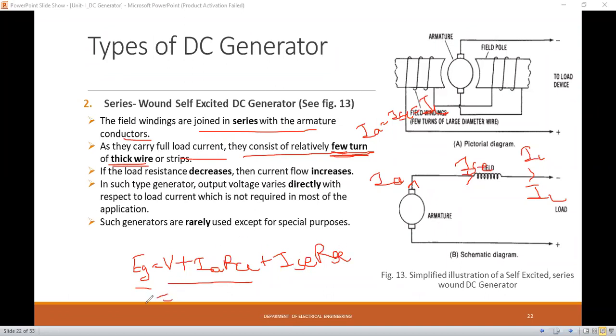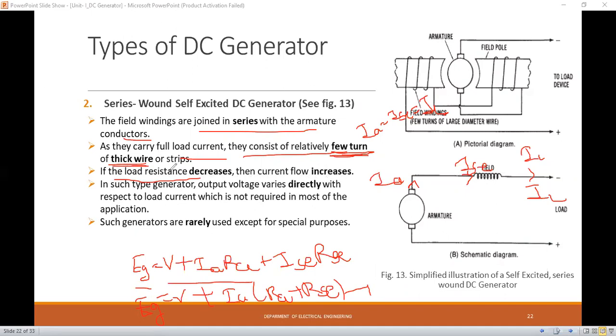So according to this, we can rearrange this equation. EG is equal to terminal voltage V plus, instead of putting ISC, I am putting here IA and taken common, that is IA in bracket RA plus RSC. So this is the voltage equation of DC series generator. It is having a few number of turns of thick wire. If the load resistance decreases, then the current flow will increase. Load चा resistance कमी झाला की current flow increase होईल.